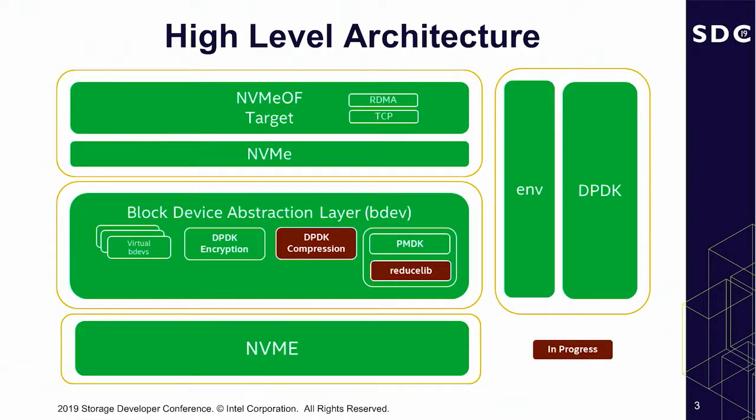Okay, so here's the super high-level architecture. Like I said, it's missing a tremendous amount of components, but at the top is typically where we put our front-end stuff. The example I'm using here is the NVMe over Fabrics target, which today supports both RDMA and TCP. So this would be the higher end, and then we're using NVMe as an initiator.